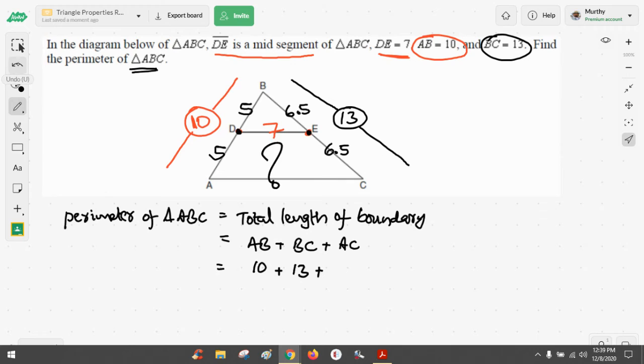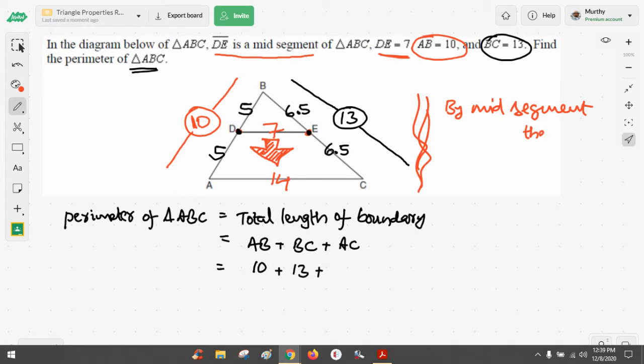But in the beginning of the problem, I already explained that this is the mid segment and this is 7 units and the side is going to be double that. Therefore, this is 14 units. How did you get it? You may mention that by the mid-segment theorem, you have to show the working.